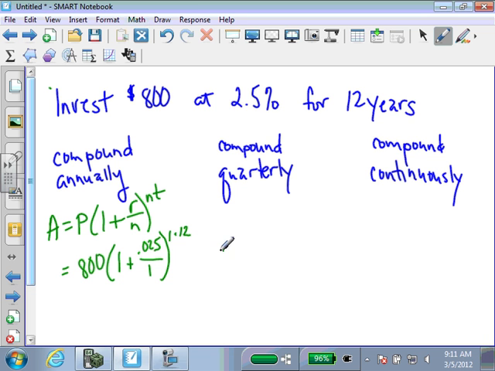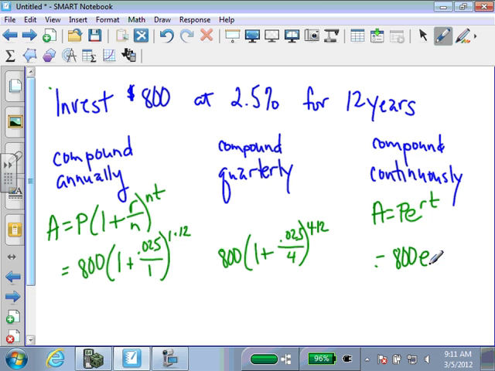To compound quarterly, we're going to have our $800, 1 plus our interest rate, 0.025, divided by 4, since quarterly, once a quarter, means 4 times a year, to the 4 times 12 power. And continuously means we need the other formula. So it would be $800 E to the 0.025 times 12. Notice now the rate is in our power rather than as part of our base.